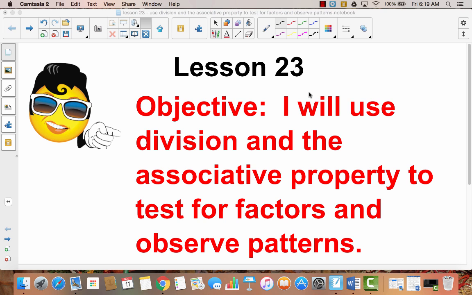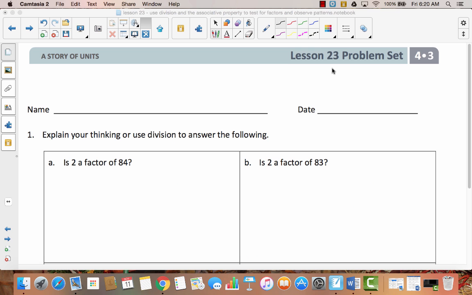Lesson 23. I will use division and the associative property to test for factors and observe patterns. You did all of these already when you did your Zern lesson, but I know that some of the strategies we were using were a little bit confusing, so we're going to talk about those a little bit more in our problem set today.